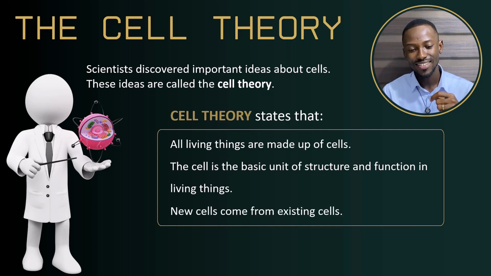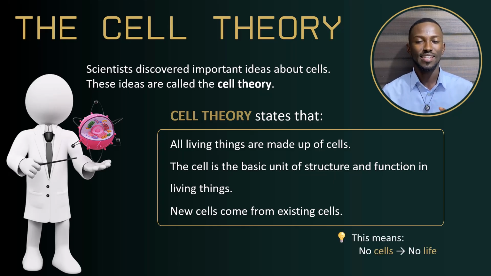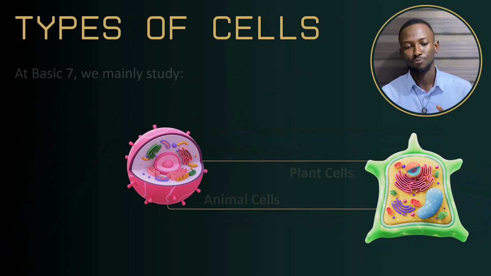And finally, new cells come from existing cells. What that basically means is if there is no cell, there will be no life. No cell, no new cell. No old cell, no new cell, and no new cell, there will definitely be no life.